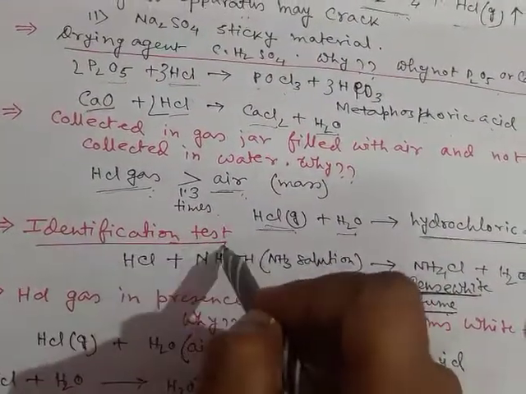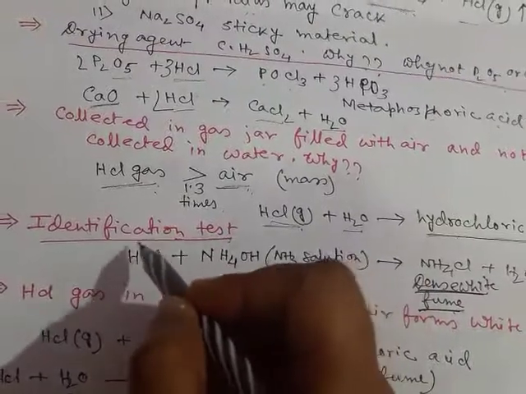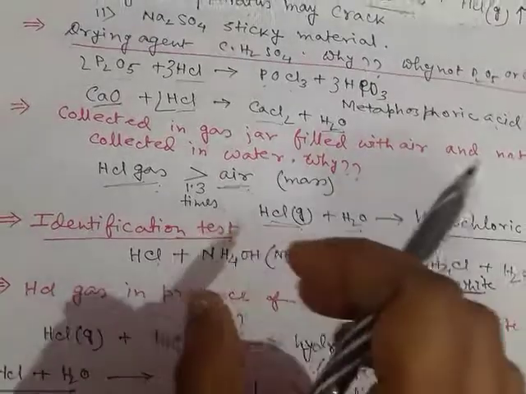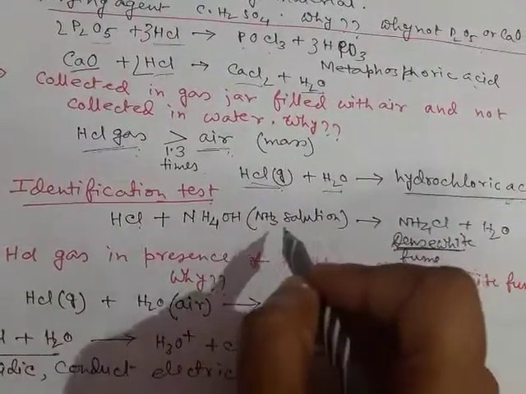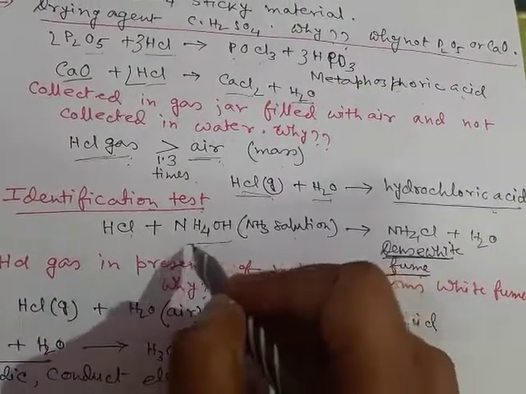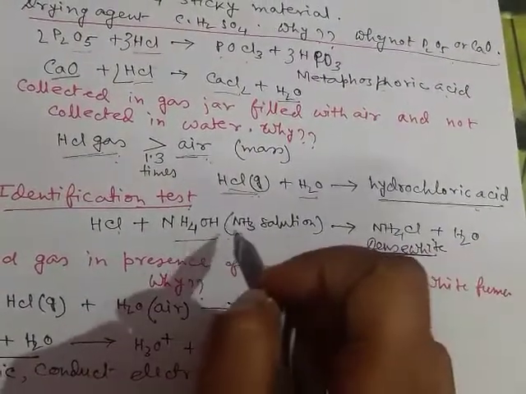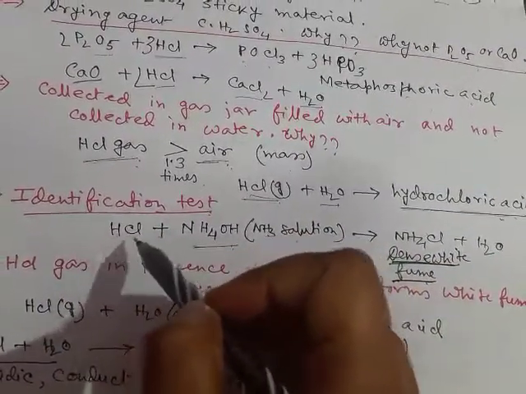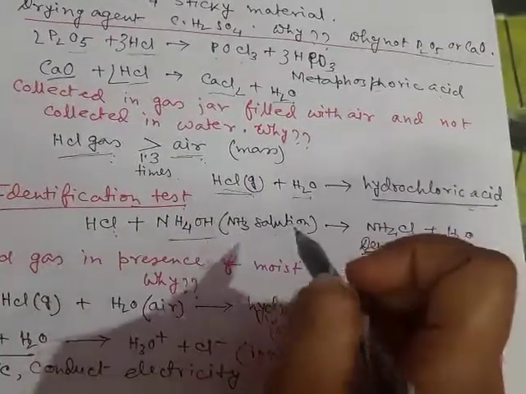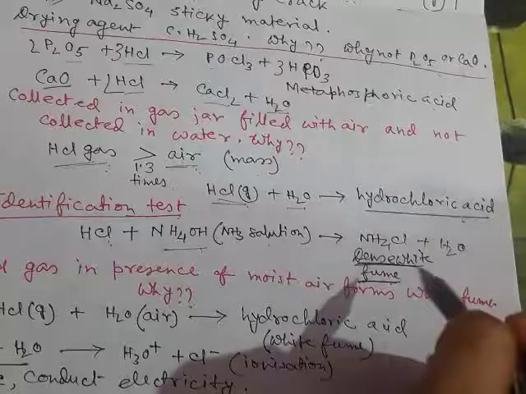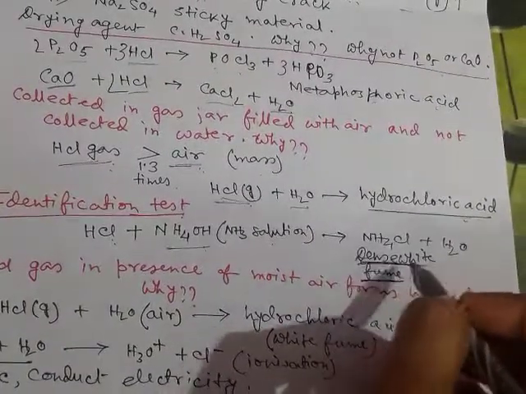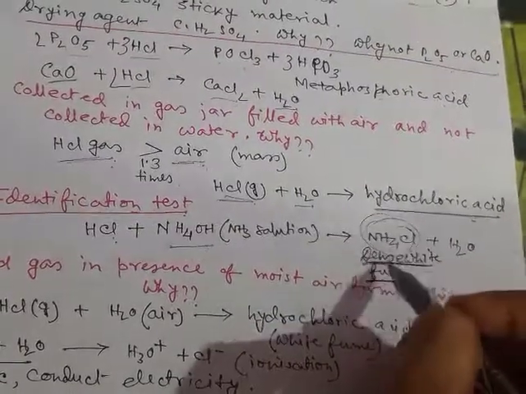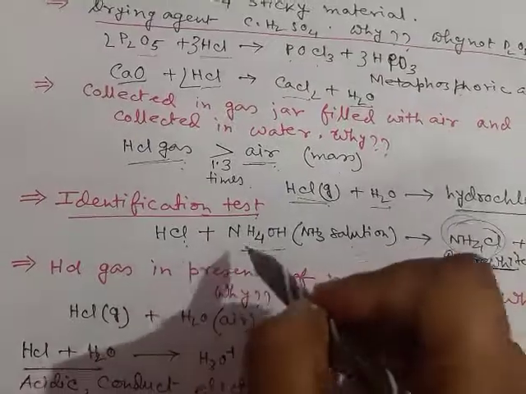Now this is the identification of HCl gas. When a jar is filled with HCl gas, we put a glass rod that is dipped in ammonia solution, or ammonium hydroxide, at the mouth of the jar containing HCl. Then we will observe that surrounding the glass rod there will be dense white fume, and this dense white fume arises due to formation of ammonium chloride. So this is the identification test of HCl.